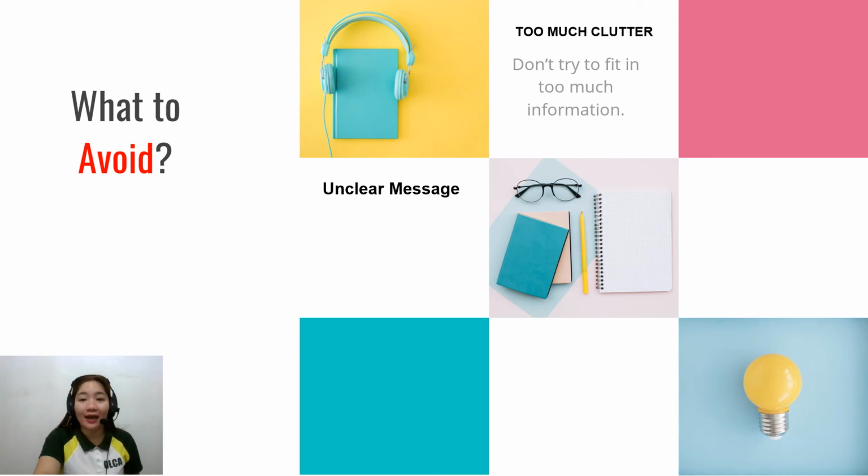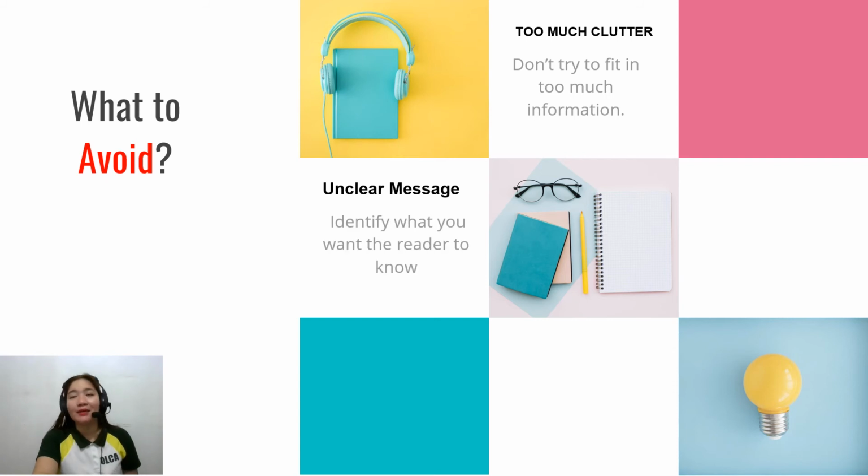We also have the unclear message. Identify what you want the reader to know and what kind of reactions you want. Make sure, class, you know what you are trying to get your reader to do before you start designing an ad. Keep the objective in mind at all times and review your ad when you are done to make sure this has been accomplished.